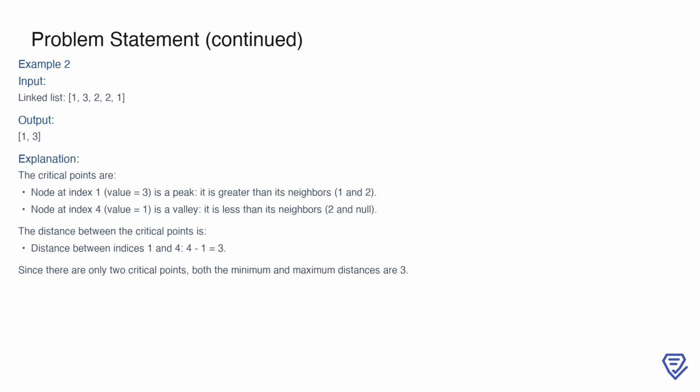Here, the first critical point is at index 1, where the value 3 forms a peak because it is greater than its neighbors 1 and 2. The second critical point is at index 4, where the value 1 forms a valley because it is less than its neighbors 2 and null. The distance between these two critical points is calculated as 4 minus 1, which equals 3. Since there are only two critical points in this case, both the minimum and maximum distances are the same, and the result is 3, 3.